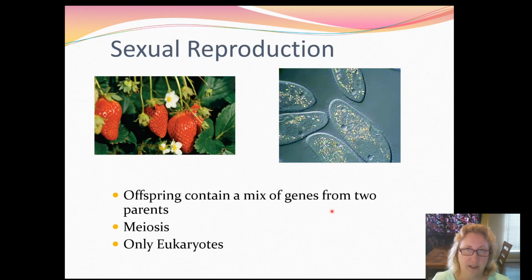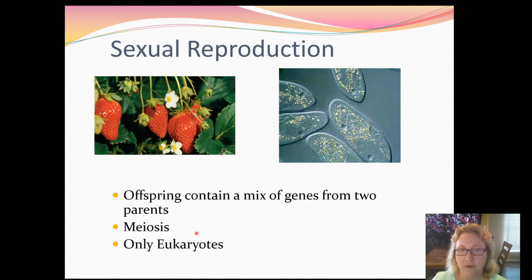Sexual reproduction, on the other hand, we have two parents, not one parent, and the offspring are going to have about half of the genes from each parent. So every generation you're creating recombination. Each individual is going to be genetically unique.